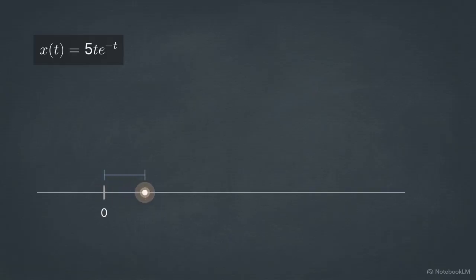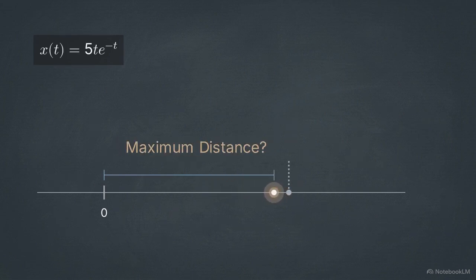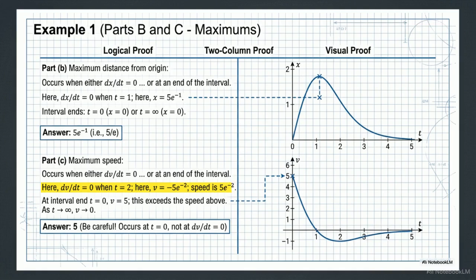This data allows us to find the exact moment the particle is furthest from its origin. Maximum distance occurs when velocity reaches zero. In this specific case, that happens at exactly 1 second. The visual proof confirms this. The peak of the displacement curve aligns with that 1 second mark.